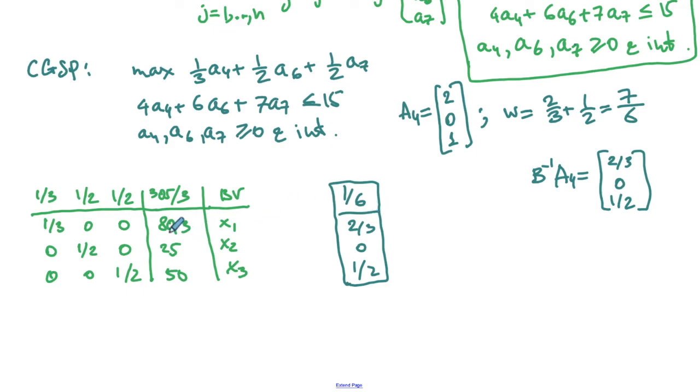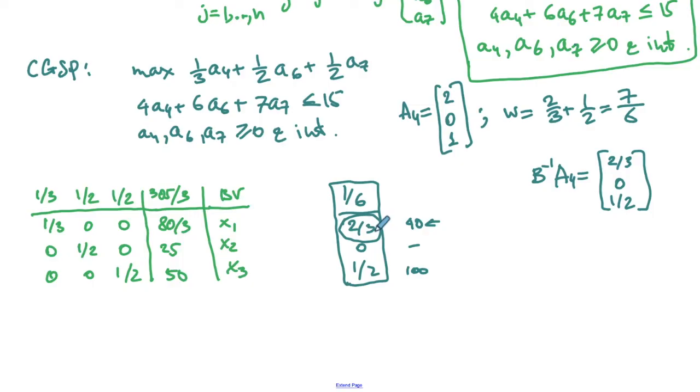And next we apply the ratio test. We look at the right hand side column and divide the entries in the right hand side column by the corresponding positive entries in the entering column. So for the first row we'll have 80 divided by 2/3, which is 120. Then the second row doesn't participate in the ratio test because we have 0 here. And then we have 50 divided by 1/2 is 100. So the winner of the ratio test is this row right here. This will be our pivot element.